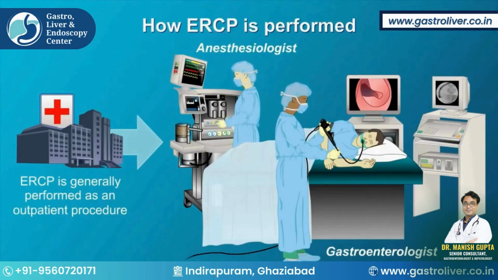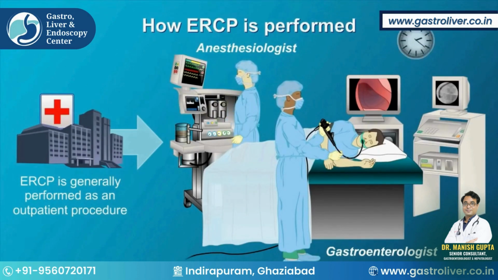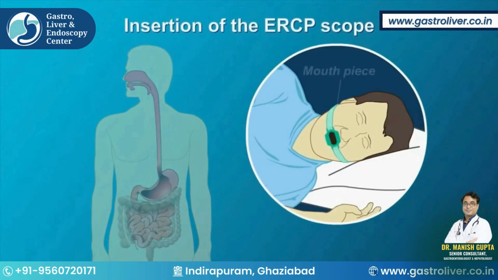How ERCP is performed. Local anesthetic may be applied as a spray to your throat to numb the gag reflex. Your vital signs are closely monitored throughout the procedure. The procedure may be short or lengthy depending on the complexity of the case. A mouth guard is used to protect your teeth and the endoscope.